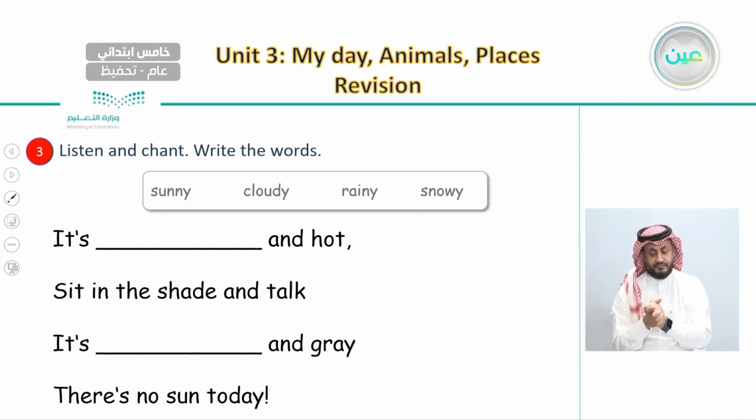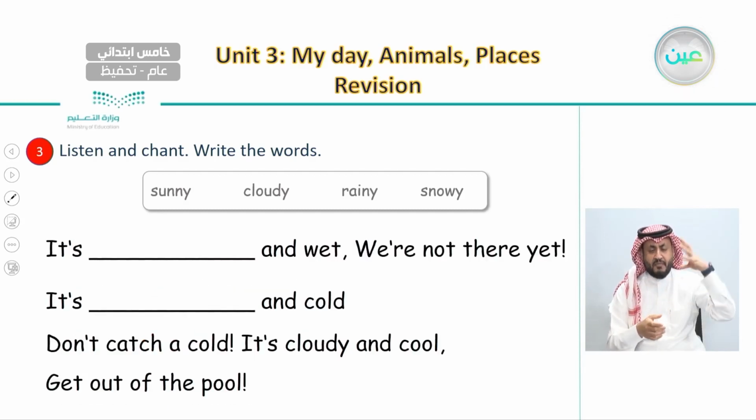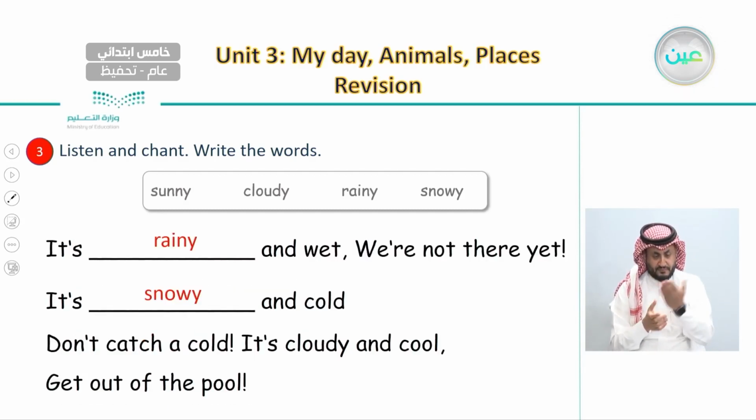After this, we listen to a chant and we write the words. The chant was about different weather conditions, like it's sunny and hot, sit in the shade and talk. It's cloudy and gray, there is no sun today. And also the other part of this chant where we said it's rainy and wet, we're not there yet. And it's snowy and cold, don't catch a cold.